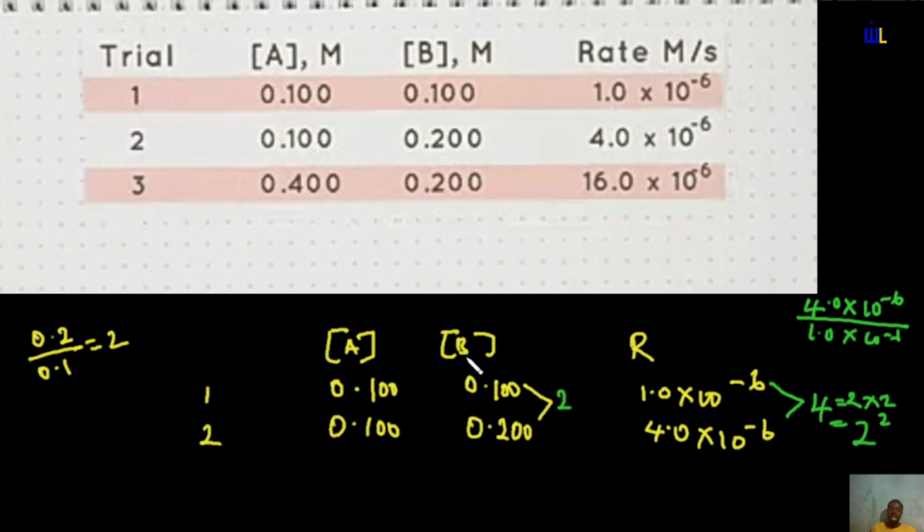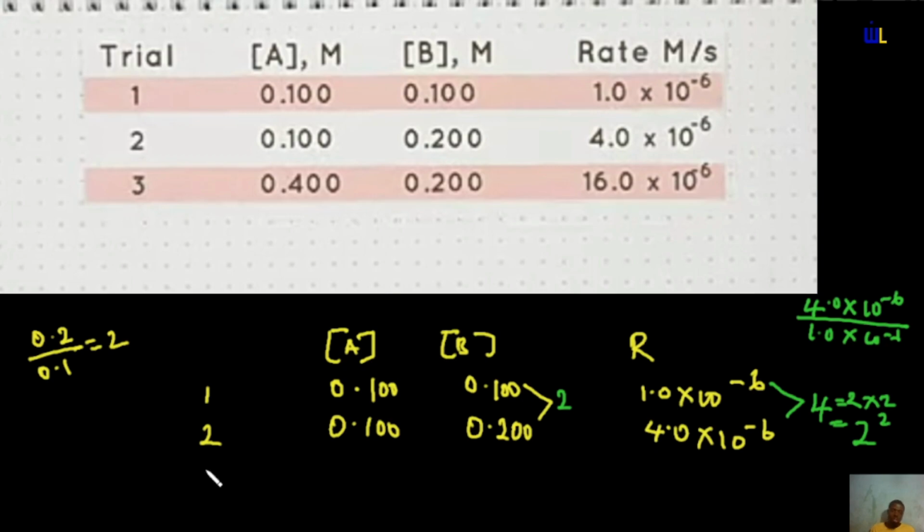Which means in the rate expression, when we get to writing out the rate expression, the power of the concentration of B is going to be 2. Remember, it is not 2 because the concentration of B increased by 2. No, it is 2 because the factor of increase of the concentration of B was raised to the power of 2. So what we are considering is the power. Let's get to the next one.